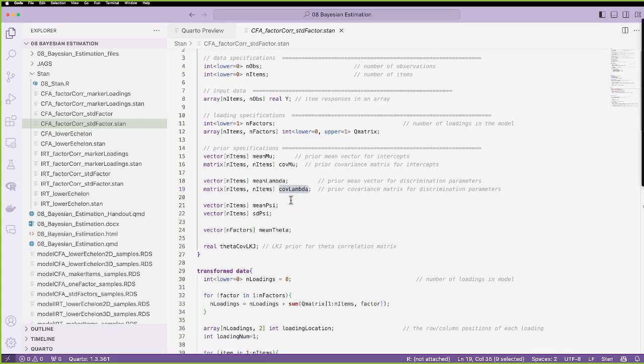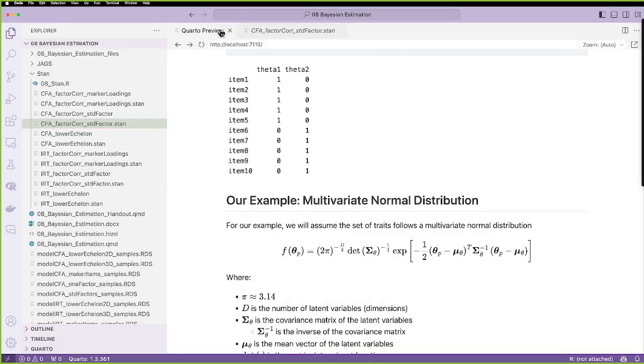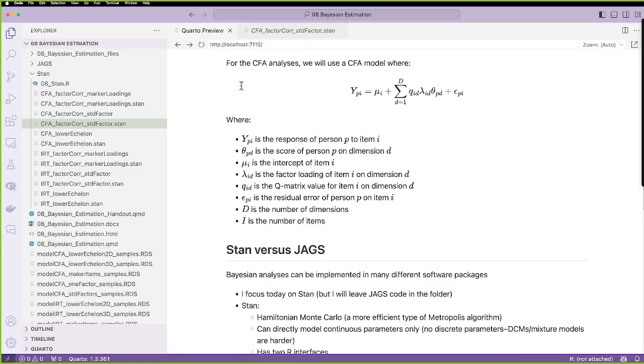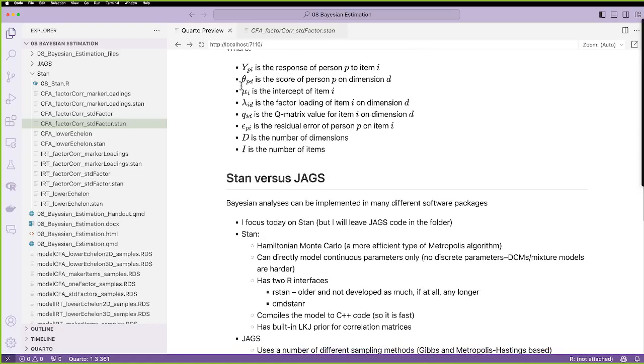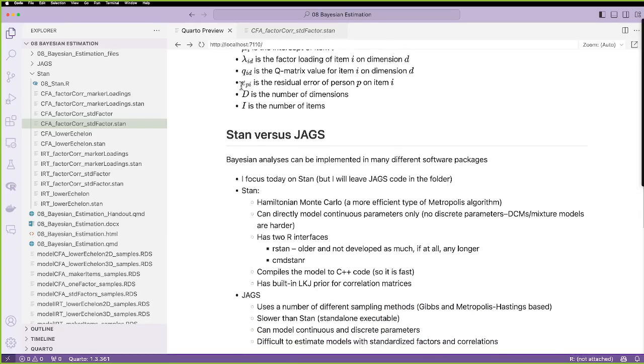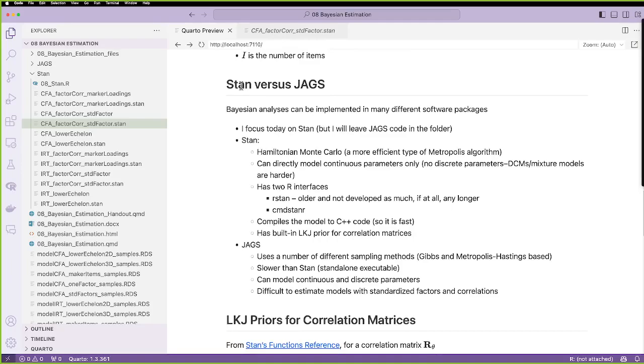The second thing is, can you go back to the slides, please? Yes, let me see mine here. Because when you compare Stan and JAX, for Stan you said it can directly model continuous parameters only and not discrete parameters. What's the meaning of that? Because I thought that regardless of the parameters we use for Bayesian analysis, those would be continuous. What is an example of a discrete parameter?